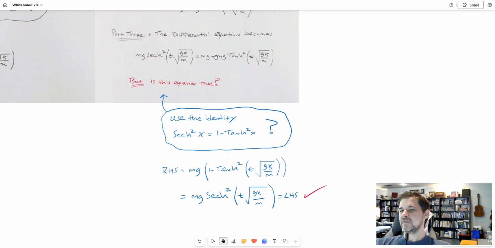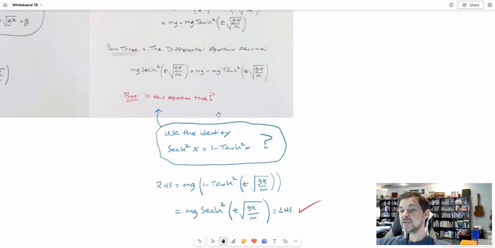I could factor out mg from each of these terms on the right-hand side. That would make the right-hand side, RHS, mg times 1 minus hyperbolic tangent squared of t root gk over m. But the identity applies to this. This is hyperbolic secant squared of t root gk over m. And then that's the left-hand side. So I can use this identity to turn the right-hand side into the left-hand side. Okay, and then prove that it's true. So that's what proves that it's true.